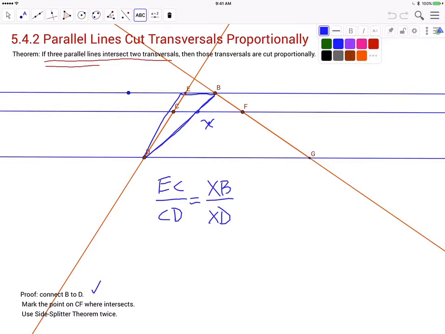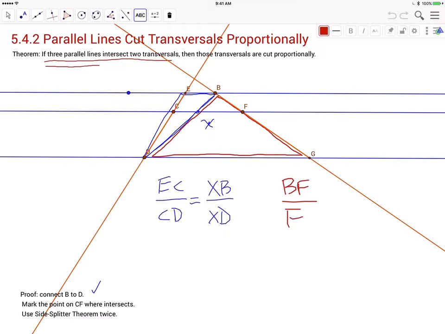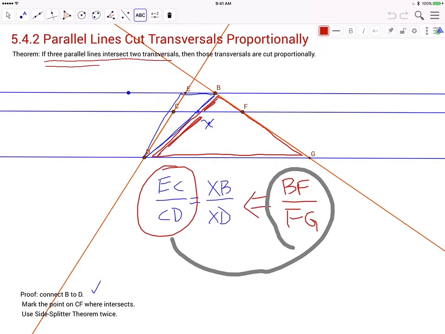Well, we also have this other triangle over here, triangle BDG, which is a side splitter theorem as well. And we know that BF relates to FG the same way that XB relates to XD. And therefore, here's the nice proof. EC relates to CD the same way that BF relates to FG, which is exactly what we were trying to prove.